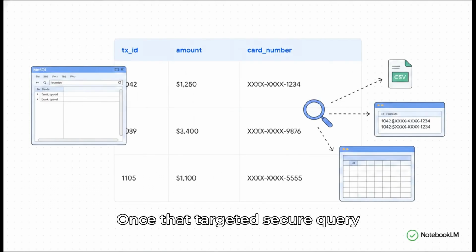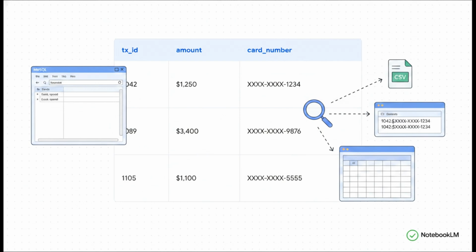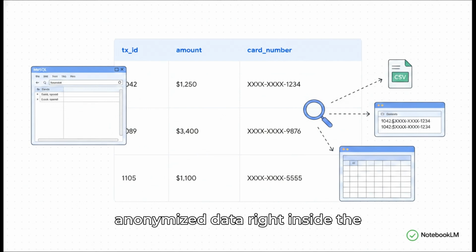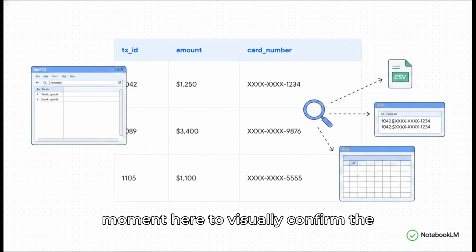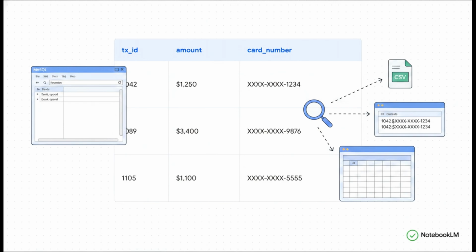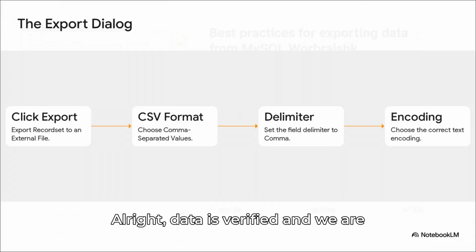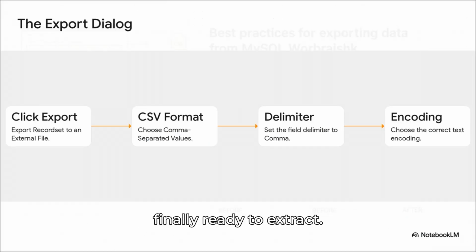Once that targeted, secure query actually executes, it's time to review our realistic anonymized data right inside the Workbench result grid. You'll notice how the card numbers are properly masked down to just those last 4 digits. Taking just a brief, deliberate moment here to visually confirm the result set is safe, man, that will save you from the absolute nightmare of having to recall a compromised spreadsheet later. All right, data is verified and we are finally ready to extract.